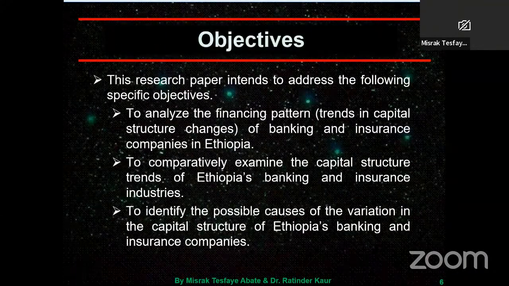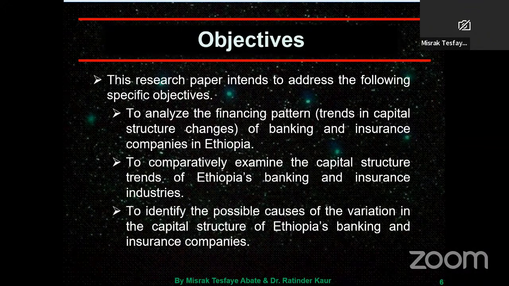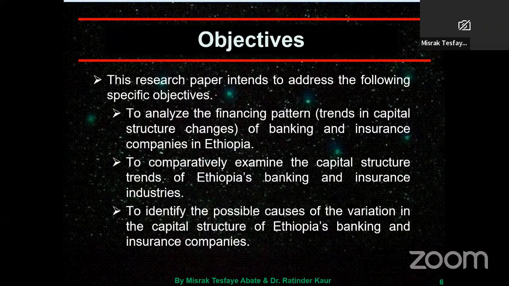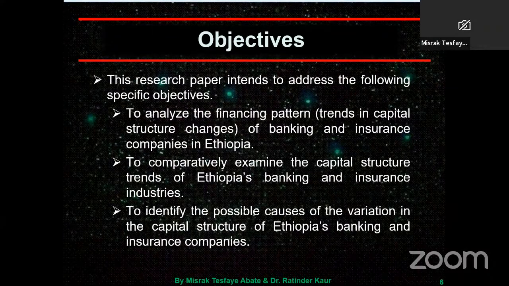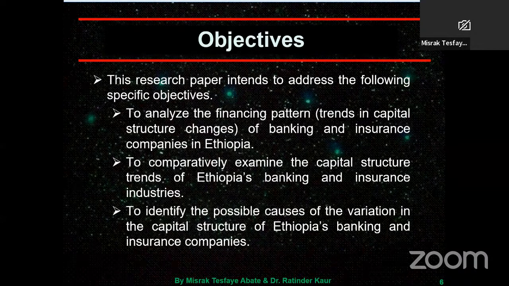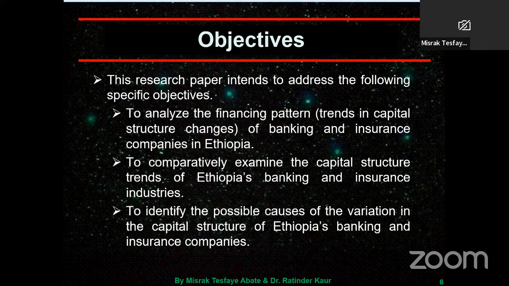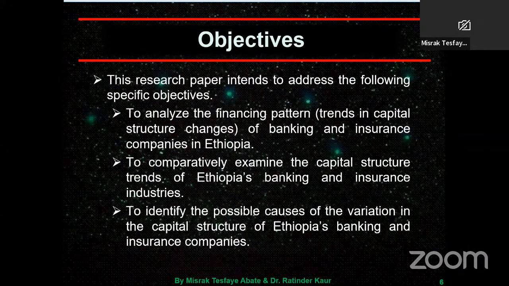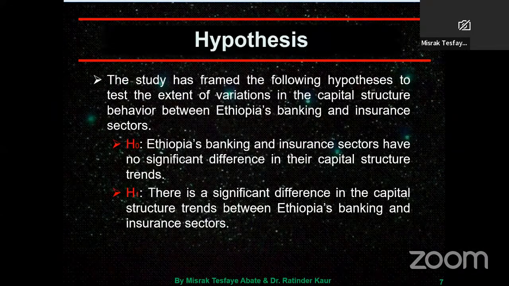This research paper intends to address three specific objectives. The first is to analyze the financing pattern of banking and insurance companies in Ethiopia. Second, to comparatively examine the capital structure trends of Ethiopia's banking and insurance industries. And third, to identify the possible causes of the variations in the capital structure decisions of Ethiopia's banking and insurance companies.